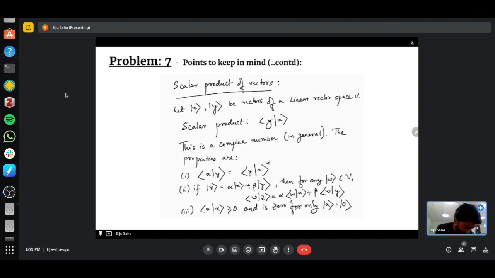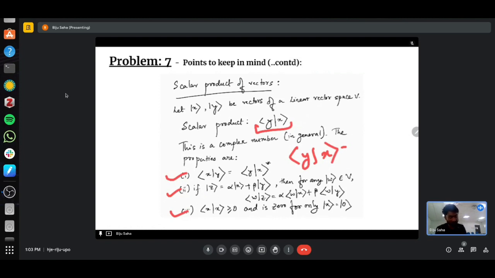Just like any set had to obey certain criteria to form a vector space, similarly any definition of the scalar product has to obey some criteria. These are the three such criteria. One is the symmetry criterion. This inner product in general can be a complex number.